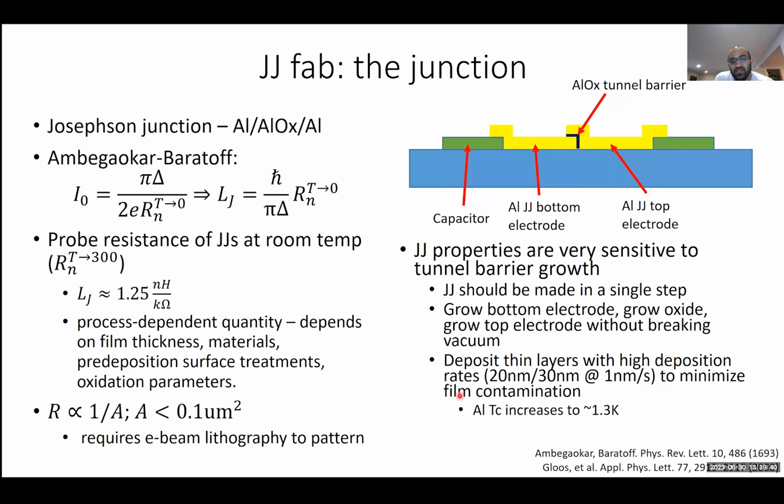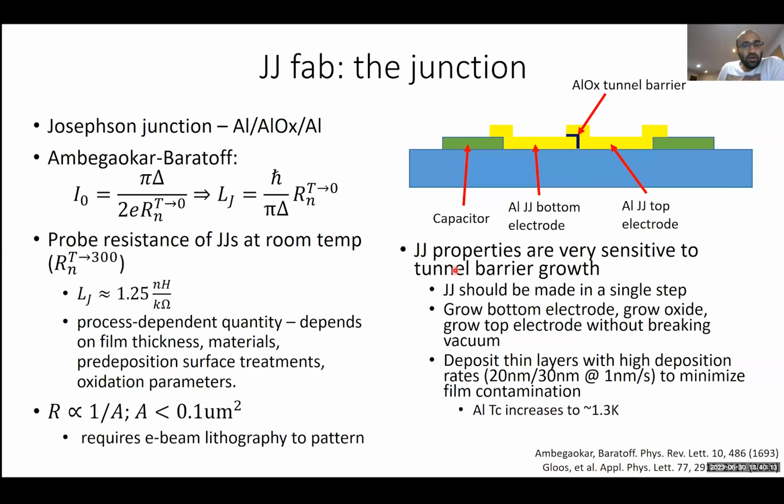The other recommendation is to deposit thin layers of aluminum with high deposition rates. So 20 to 30 nanometers at 1 nanometer per second. That basically allows us to start and finish the deposition of a film very quickly in order to minimize additional film contamination due to the residual gases in your vacuum chamber. The thinner layers of aluminum also carry the added benefit of increasing your TC.